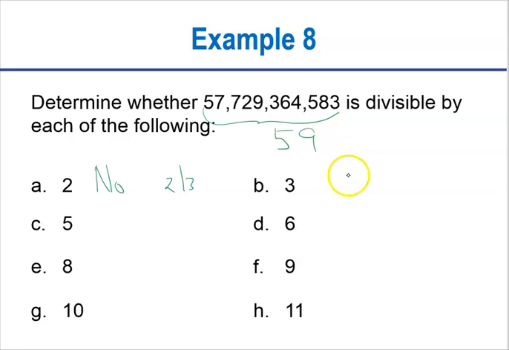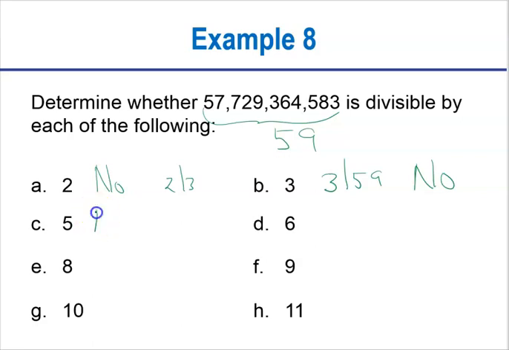So here's the question. Does 3 divide 59? If 3 divides 59, then 3 divides our number. Does 3 divide 59? Well, you could just check and add again. 5 plus 9 is 16. 3 doesn't divide 16. 3 doesn't divide 59. So the answer is no. 3 does not divide our big 57 billion number.